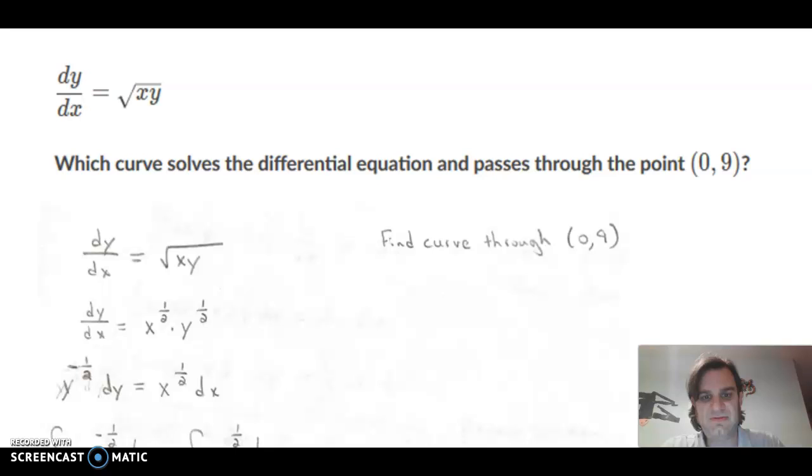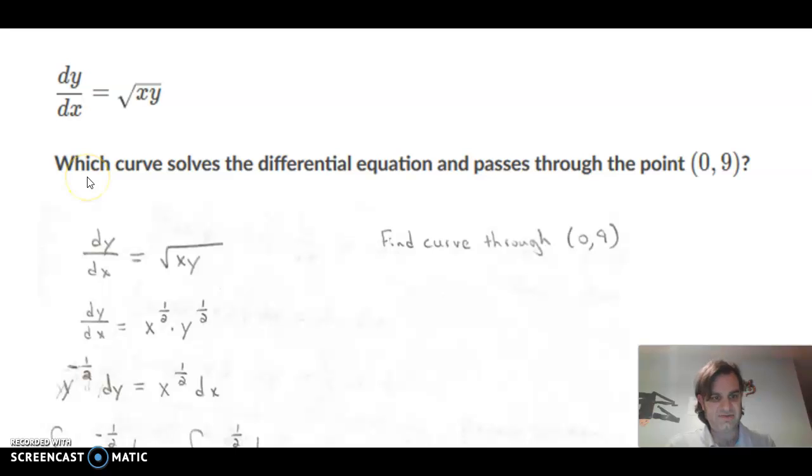Going to go through separable differential equations, some more examples. I recorded this video earlier and found out that the sound was off. So if you find another video where the sound is off, please let me know.